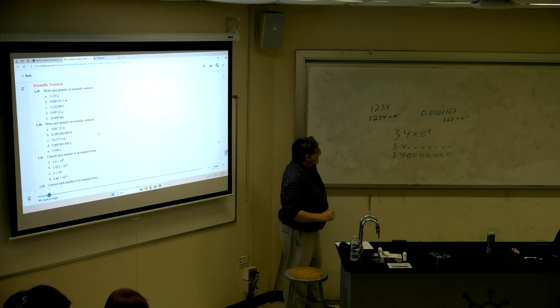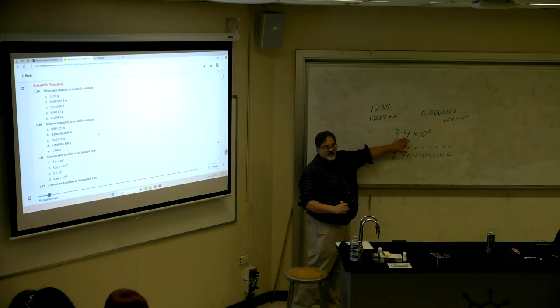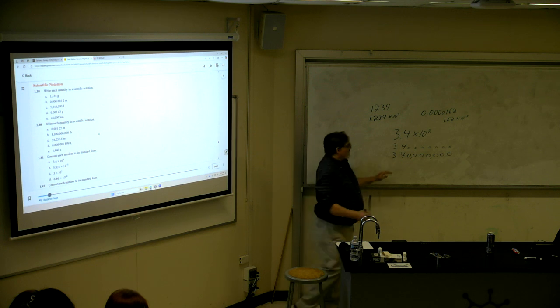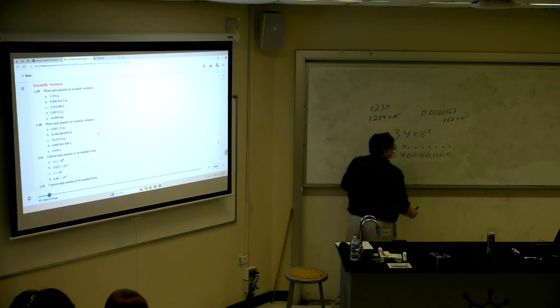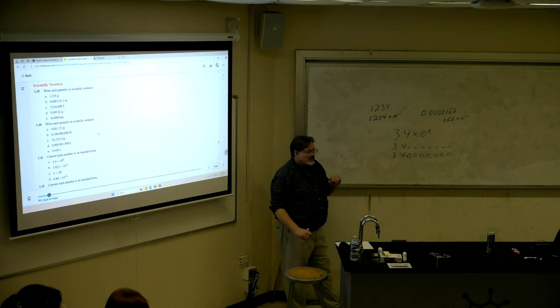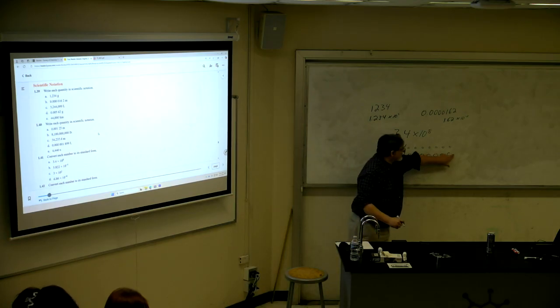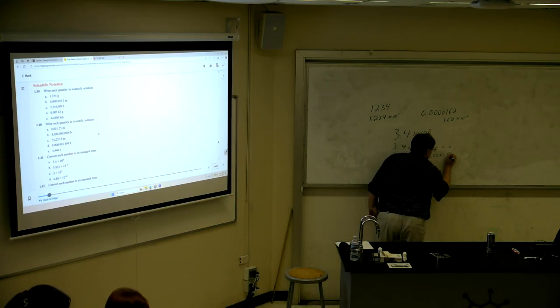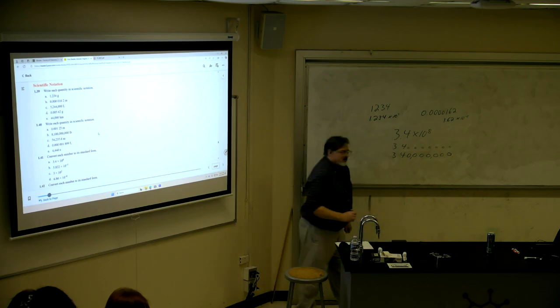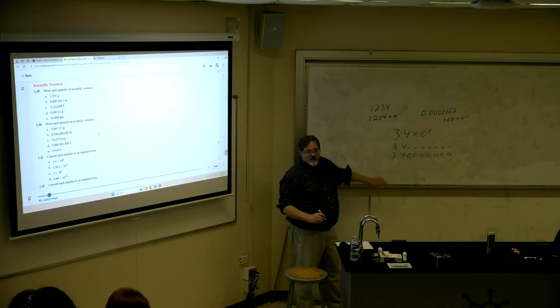340 million. If you look up here, how many significant figures are there? So written this way is correct. If I did that, I just suddenly made all those zeros significant. So the correct way to write this is like that, without the decimal there. That shows 2 significant figures, 340 million.